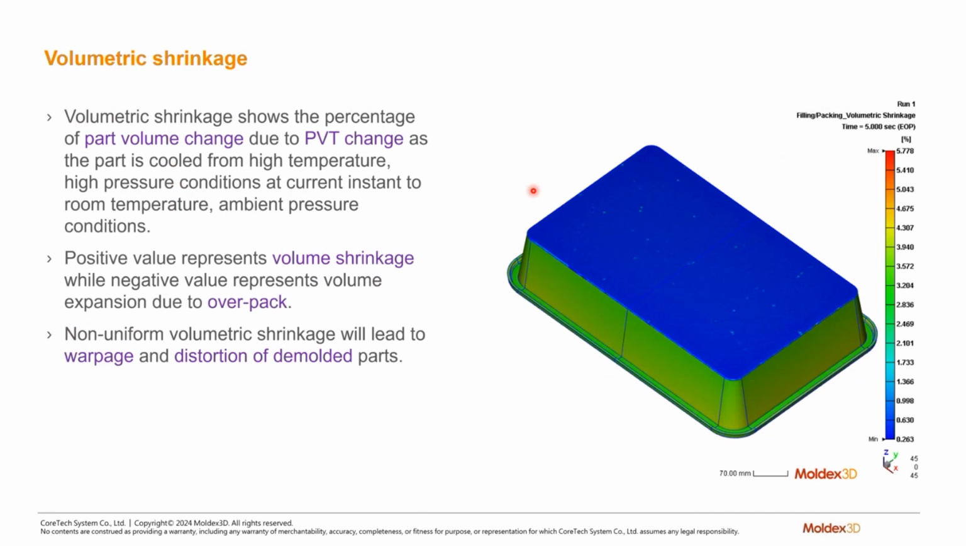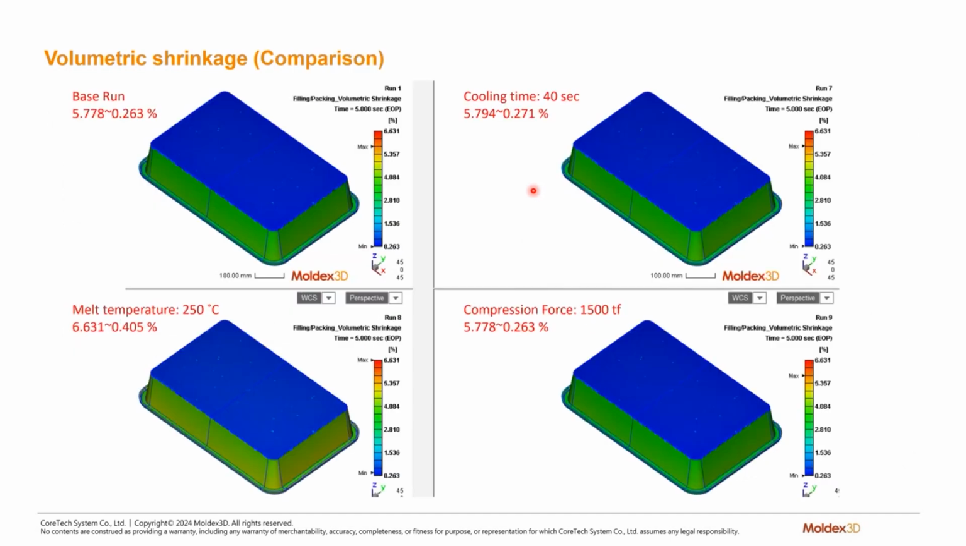Next one, we will review the volumetric shrinkage. Non-uniform volumetric shrinkage will lead to warpage and distortion of the molded part. So this is the comparison result. Here we can also see that if you use a higher melt temperature, the volumetric shrinkage result is higher than the other 3.